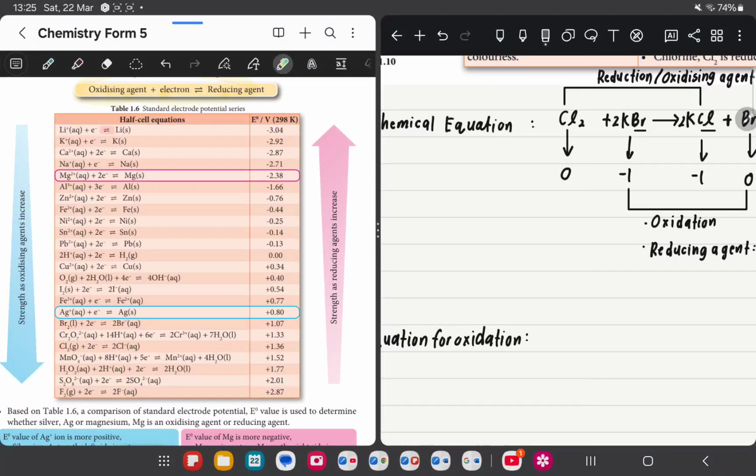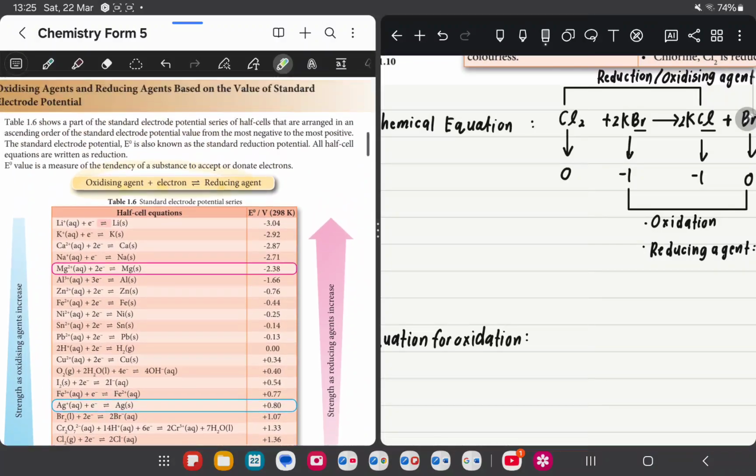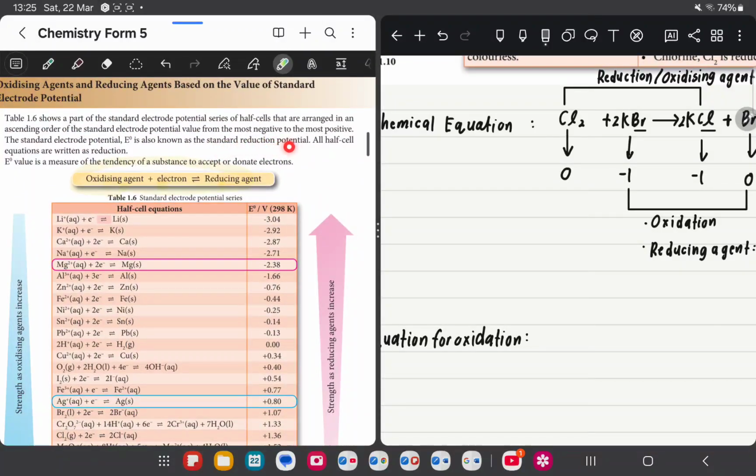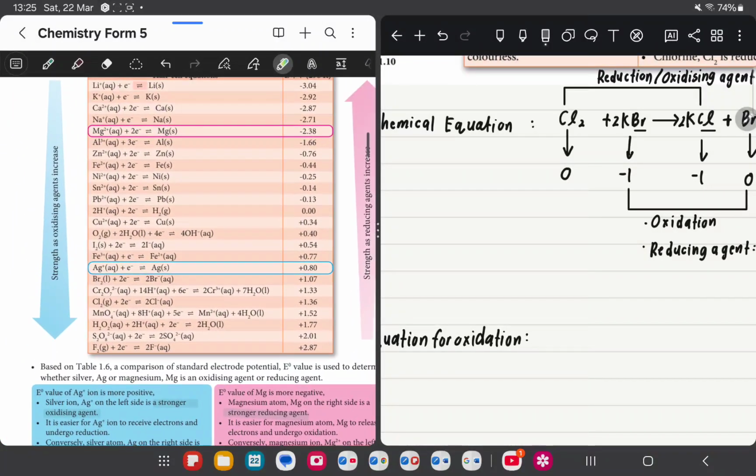Chlorine undergoes what process? Reduction. Correct? Yes, correct. So if it undergoes reduction, I should take the equation from front to back. For sure, if reduction, I should take from front to back, because the whole equation in this table, if you take from front to back, it is for reduction. That is why this table is known as standard reduction potential also, because all the equations from front to back are for reduction. I have repeated it twice already.